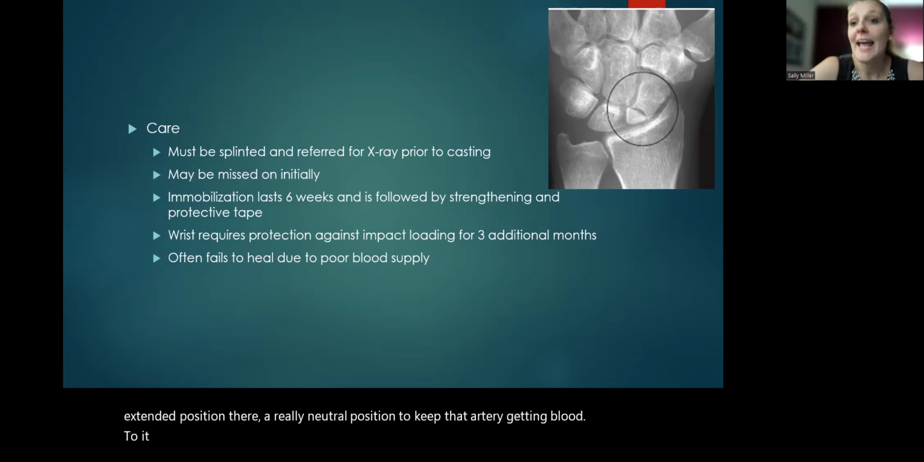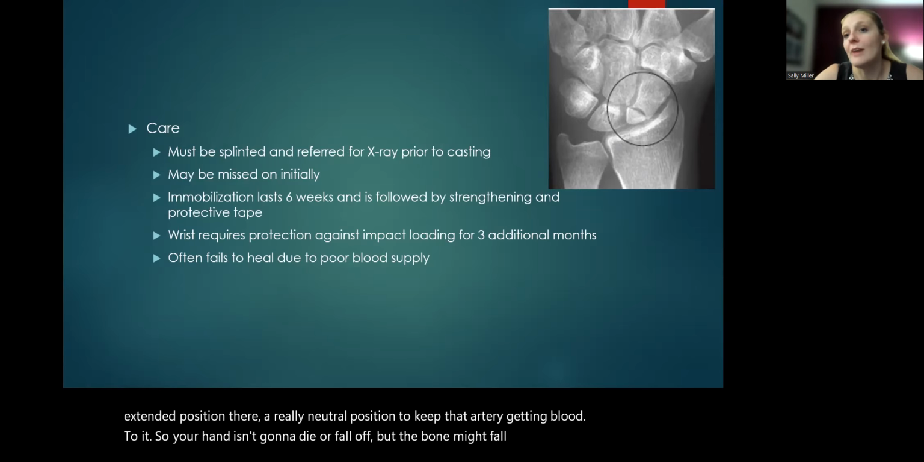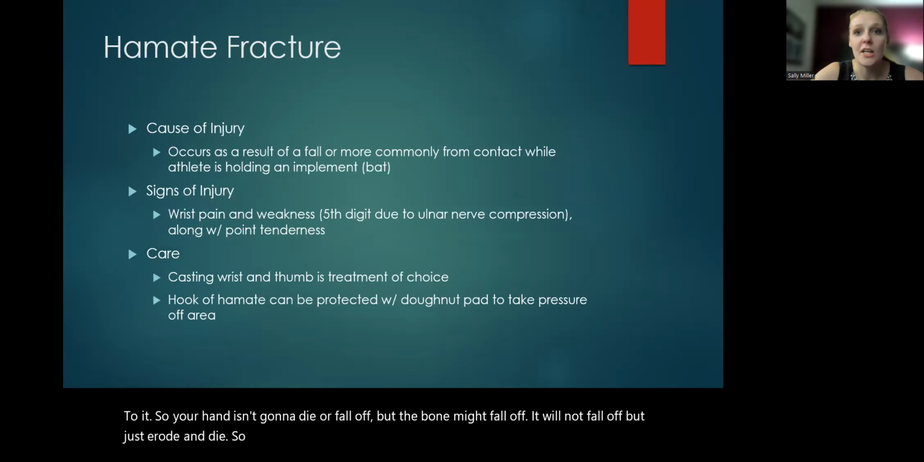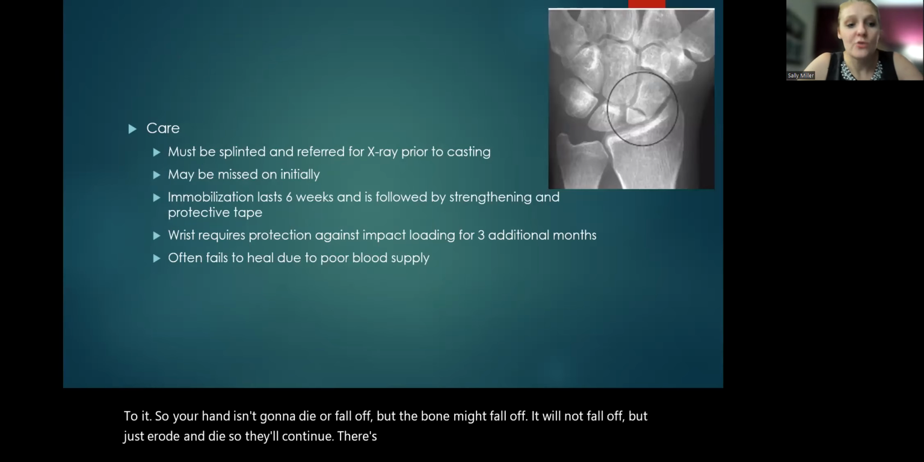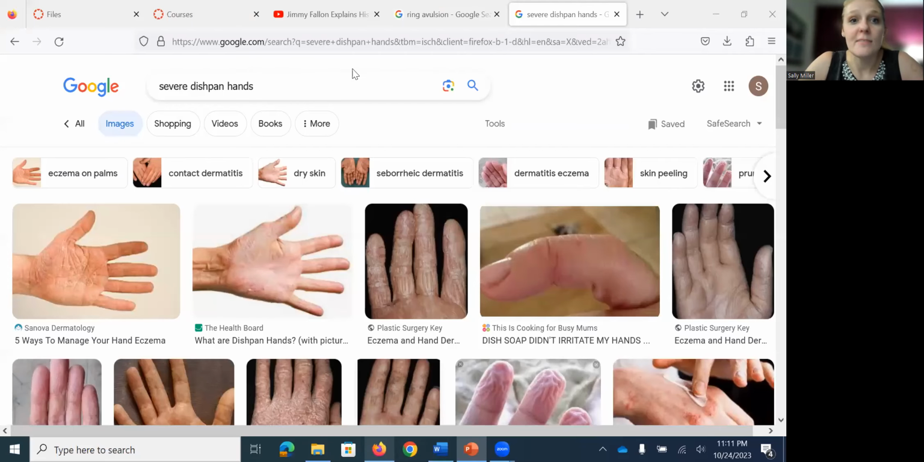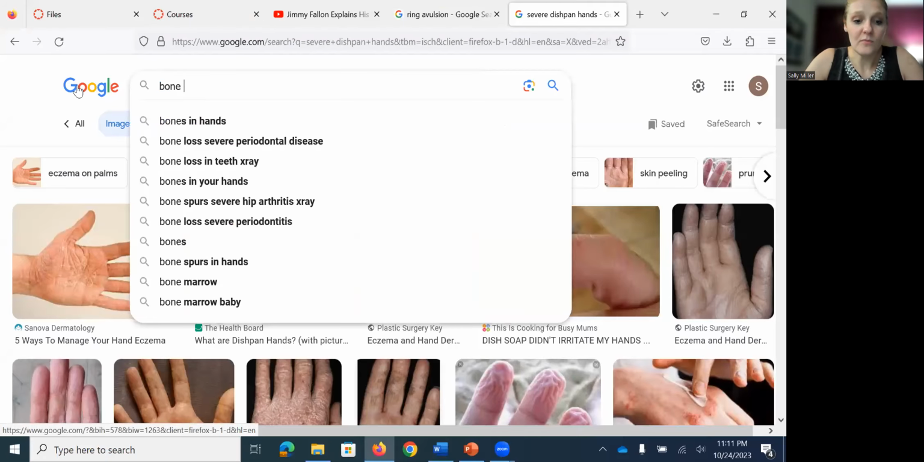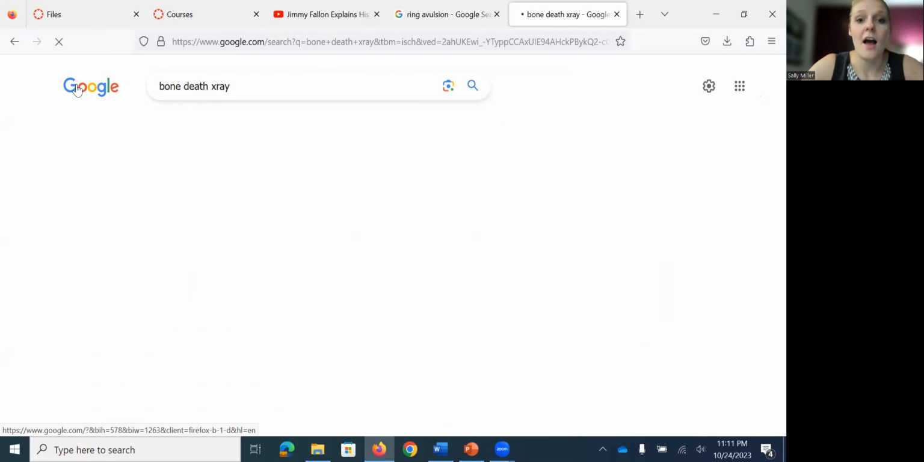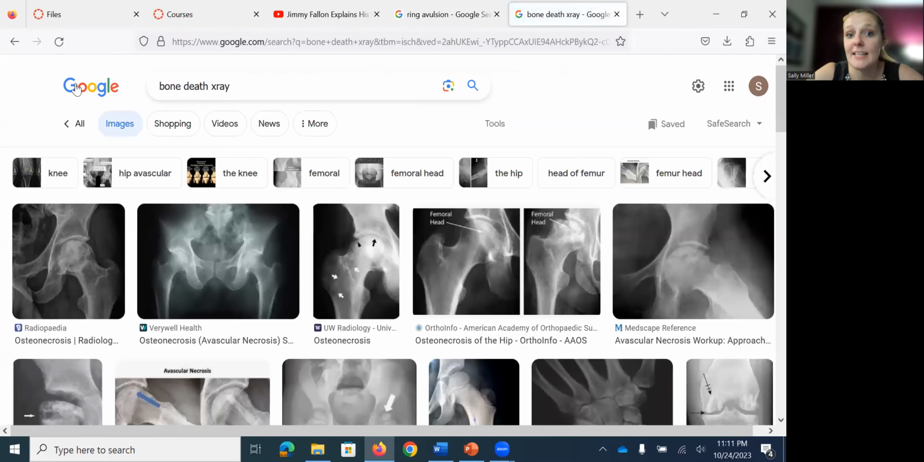So your hand isn't going to die or fall off, but the bone might fall off. Well, not fall off, but just erode and die. So they'll continue, there's not a picture of it, they'll continue to x-ray it sometimes every 2 weeks, just to make sure that bone isn't dying.